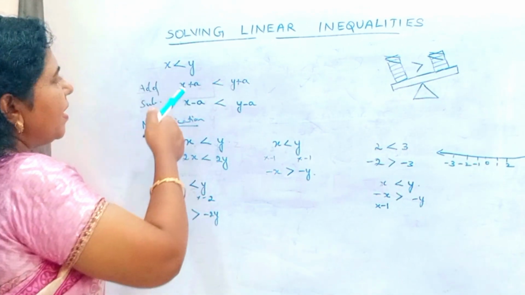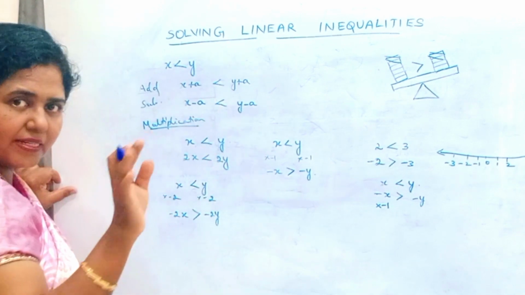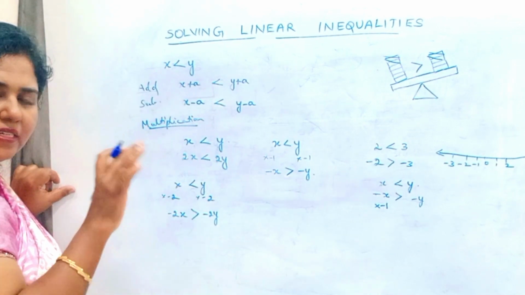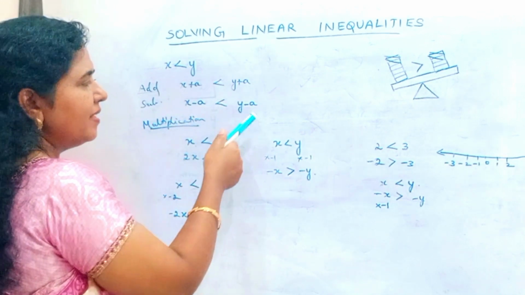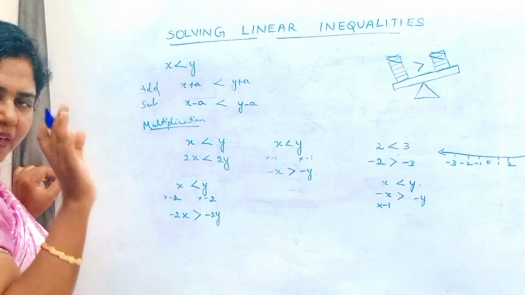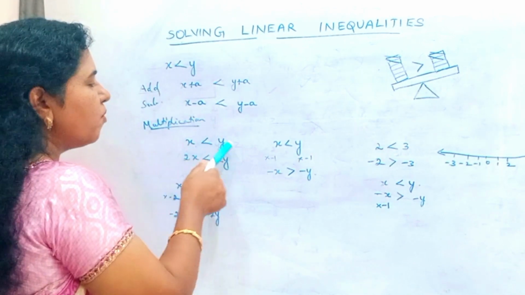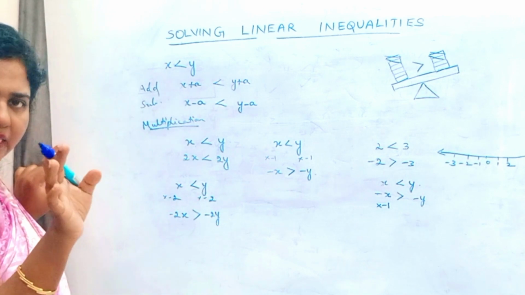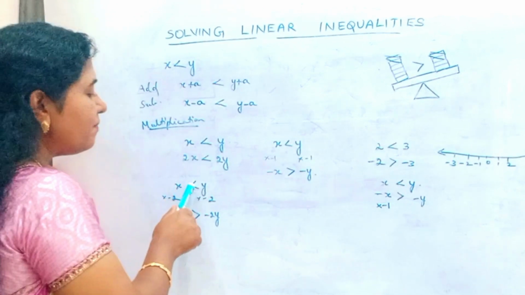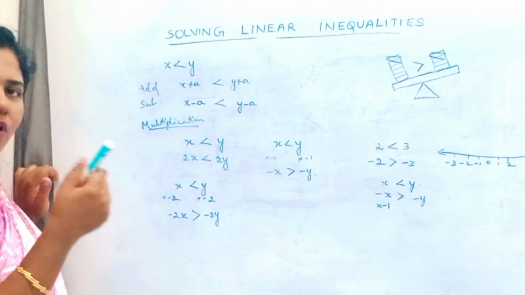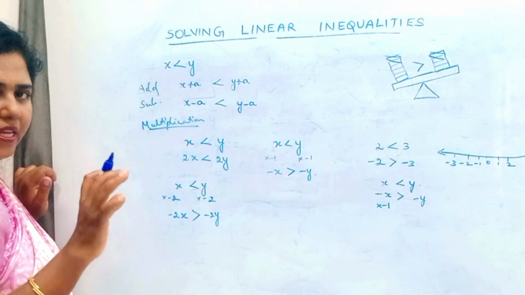That is, when we add the same number to both the sides, the sign of inequality doesn't change. When we subtract the same number from both the sides, the sign doesn't change. It will be as such. When we multiply a positive number to both the sides, the sign of inequality remains as such. When we multiply a negative number, what happens? The sign of inequality changes.